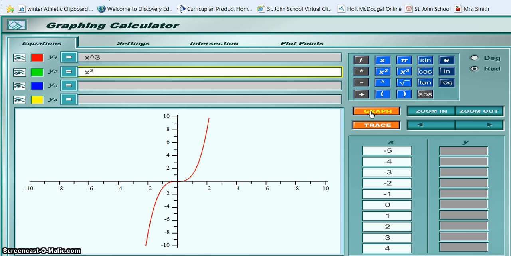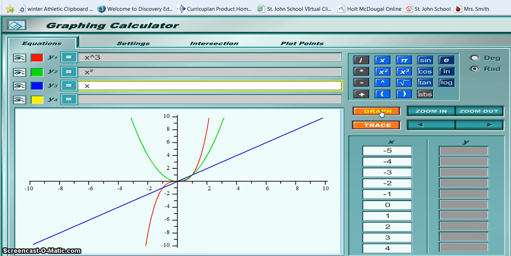Anyway, now when I hit this, you're going to see the red one is the cubed one, and the green one is the squared one. Aha, see that? And now, for fun, let's put in our most basic linear equation. Y equals X plus B. Y equals X. That's the most basic parent equation. And this is blue. So let's see, it's going to do all three. Cubic, quadratic, linear. Isn't that cool?